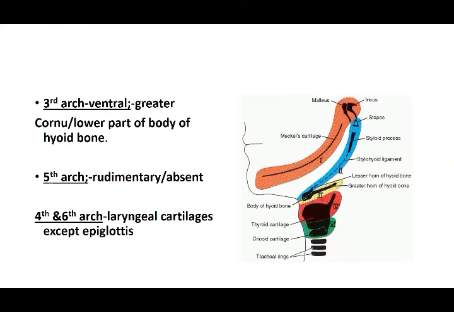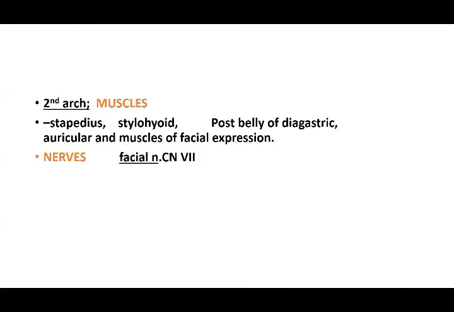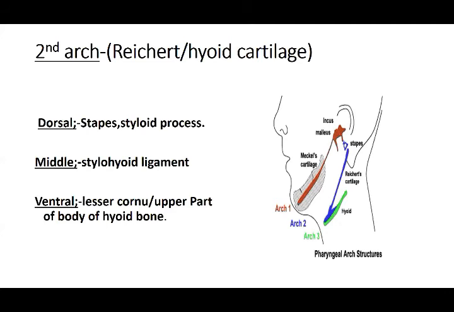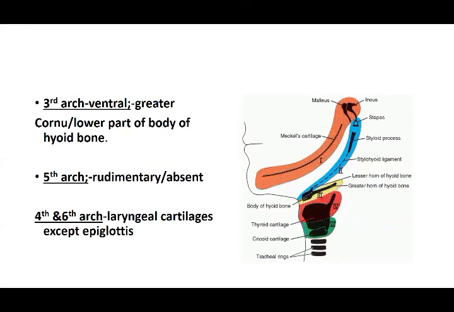Then we go on to the third arch. The ventral part of this third arch is going to form the greater cornu, the black, and the lower part of the body of the hyoid bone. These two things are going to be formed from the third arch. If you see this posterior picture, the green part is the third arch. The greater horn, that is behind, and this lower part of the body of the hyoid bone are formed by the third arch, right? So this is the lower part of the body, that is the cartilaginous portion.